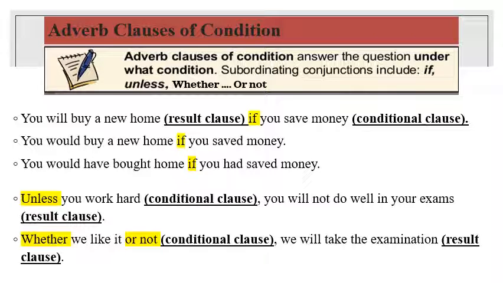And it also has the same three conditions as if. The same case is whether or not. Whether you put these dots, which means that you are inserting some words in between. Whether we like it or not, this is the conditional clause. We will take the examination, and this is the result clause. You can use it in the same second case of if: whether we liked it or not, we would take the examination. And you can say whether we had liked it or not, we would have taken the examination. So even though they mean differently, they are used in the same way.